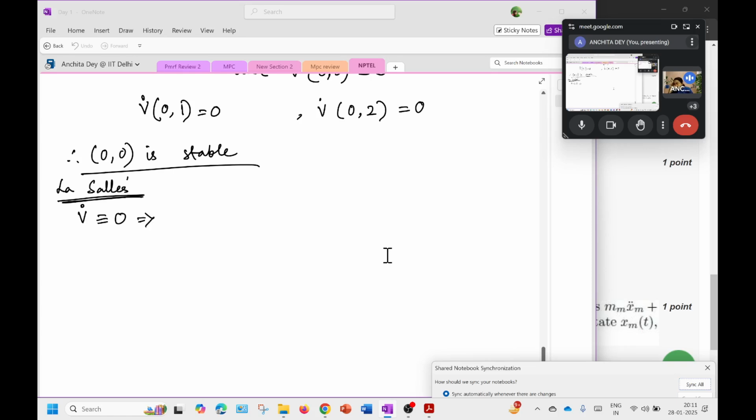So we have x1 squared to be identically equal to 0, which implies x1 is equal to 0. x1 dot is therefore 0, and if x1 dot is 0, then we know x2 dot, which is equal to minus x1, is equal to 0. That is how you use LaSalle's principle. So therefore (0, 0) is asymptotically stable.